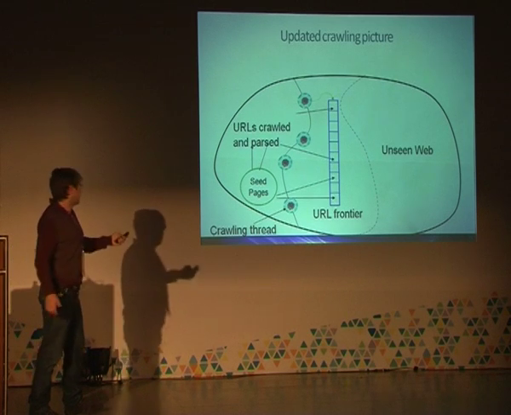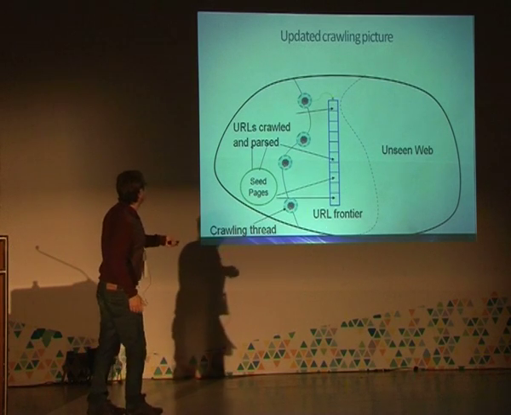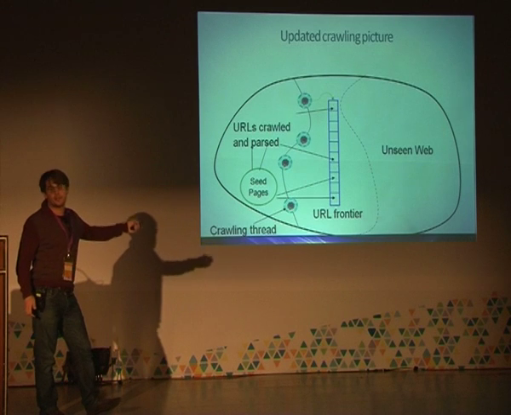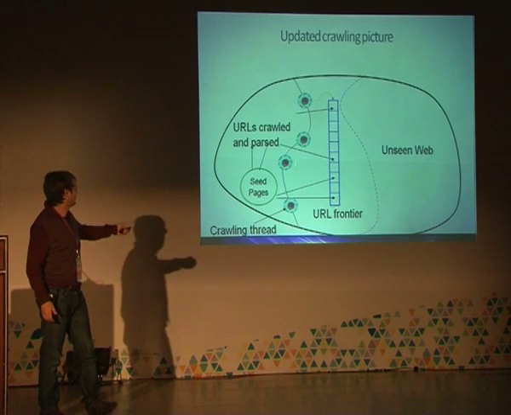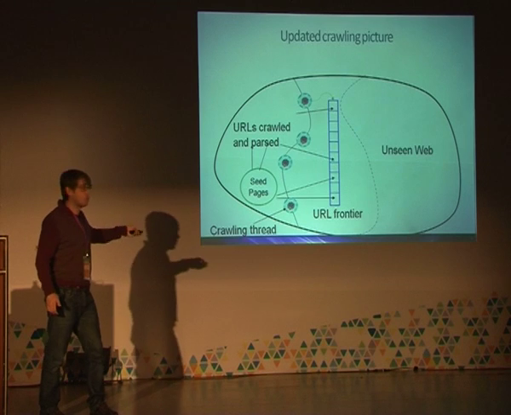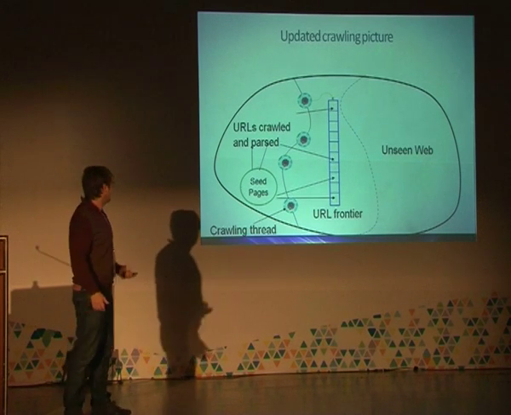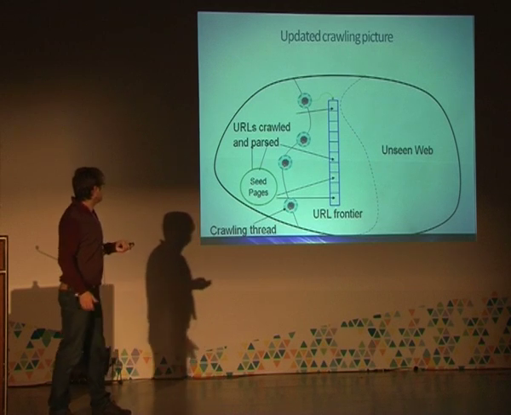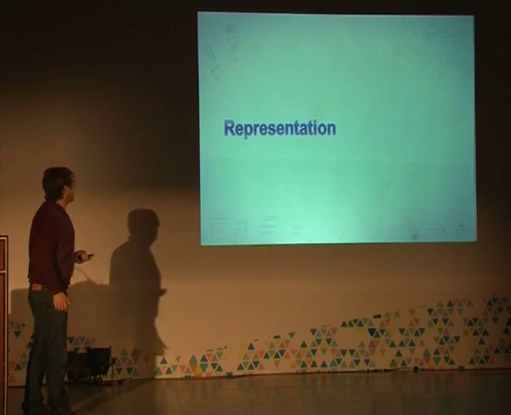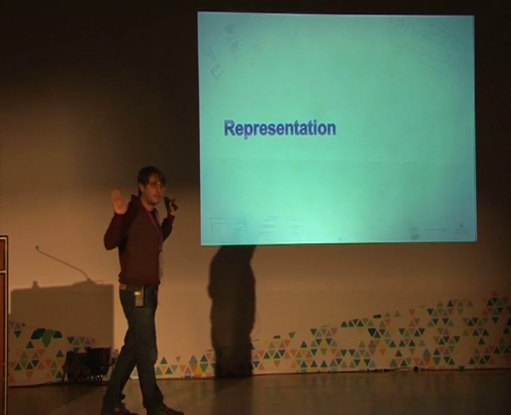Then, if you have a distributed crawler, this is what happens. Essentially, you have your frontier, which is a shared queue between all these crawling threads, and you need to coordinate them so that they don't crawl the same URLs twice. All right. So much for that.